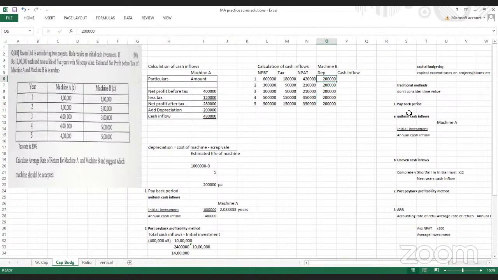Now how I'll get cash inflow? Add net profit after tax plus depreciation will give me cash inflow. So I'll copy the same formula for remaining 4 years. That's it. Okay, students.